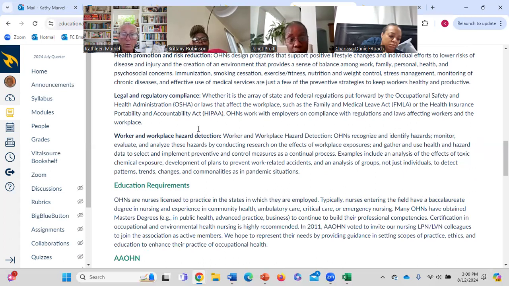So occupational health nurses have to be educated and aware of any potential hazards, monitor them, evaluate them, know what employees' job descriptions are, what's expected of them.